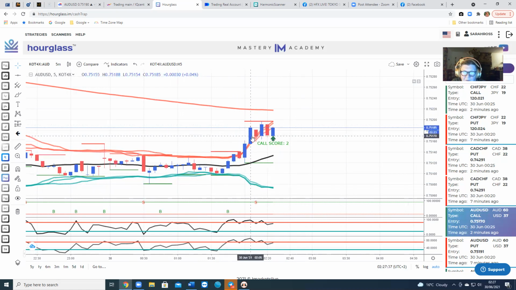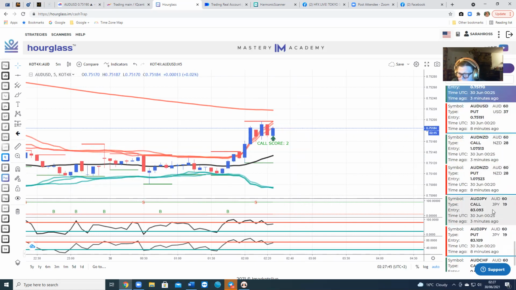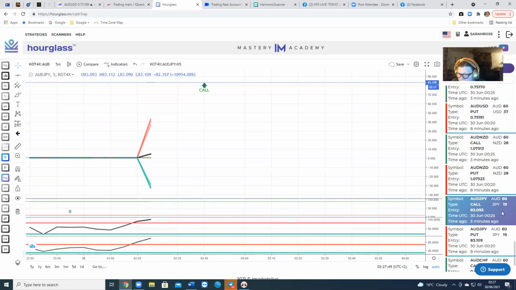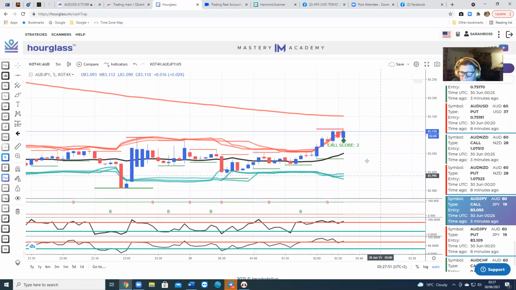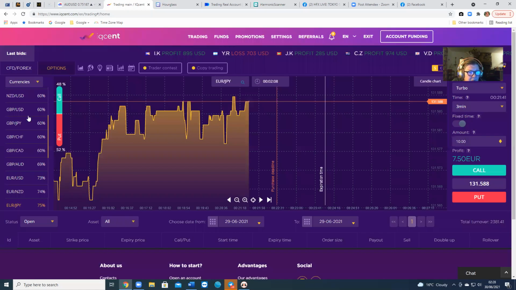Doesn't mean to say we can't take moves. You can take moves in consolidation. We could go and look at simple scalper, for example, which works well in consolidation. 60 to 19, Australian dollar. Again, same setup. Just happens to be exactly the same setup. Call score of 2, 28 minutes past. So we have to decide what we want to look at.